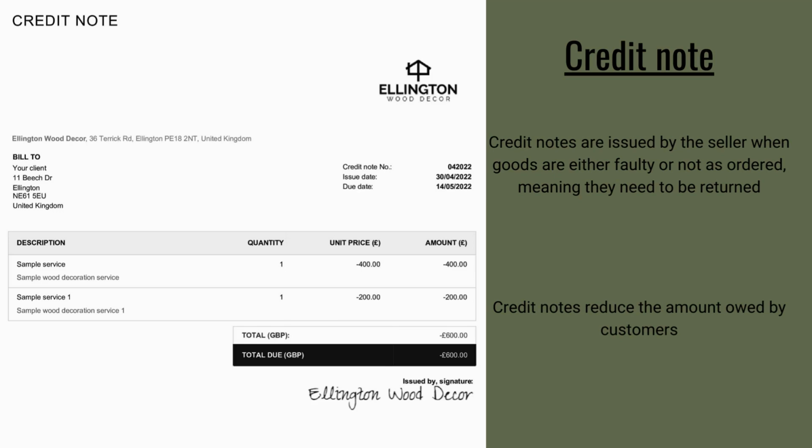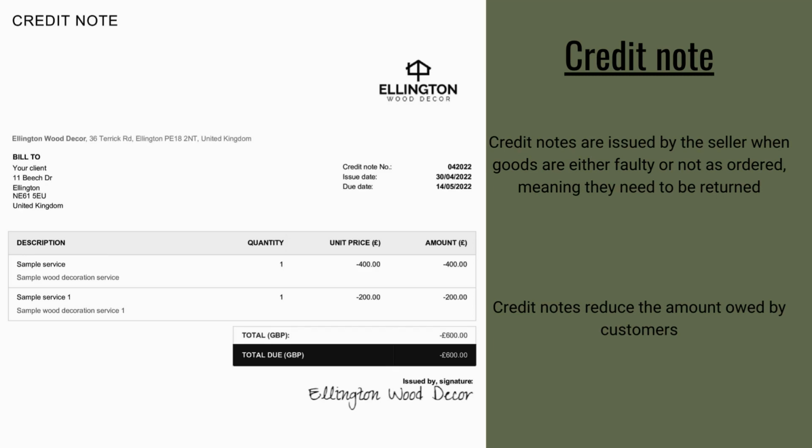So a credit note is issued by the seller, which is me, when the goods are either faulty or not as ordered, meaning they need to be returned, or basically you need to be restored in some sort of way, in terms of me needing to give you some sort of value back.